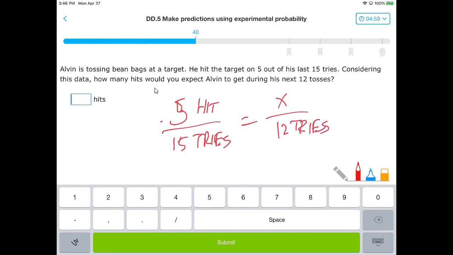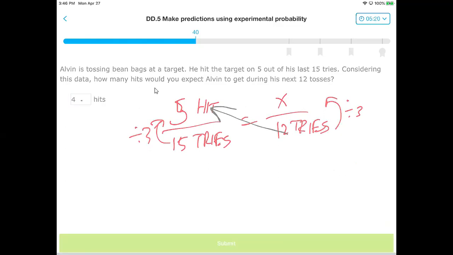You divide 15 by 3 to get 5. So divide 12 by 3 to get 4. Or you could cross multiply. You could always cross multiply. 5 times 12 is 60. 60 divided by 15 is 4. So either way will work.